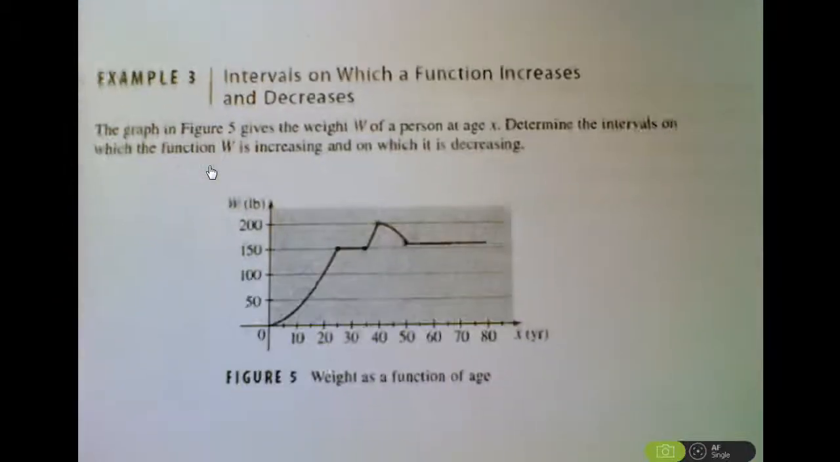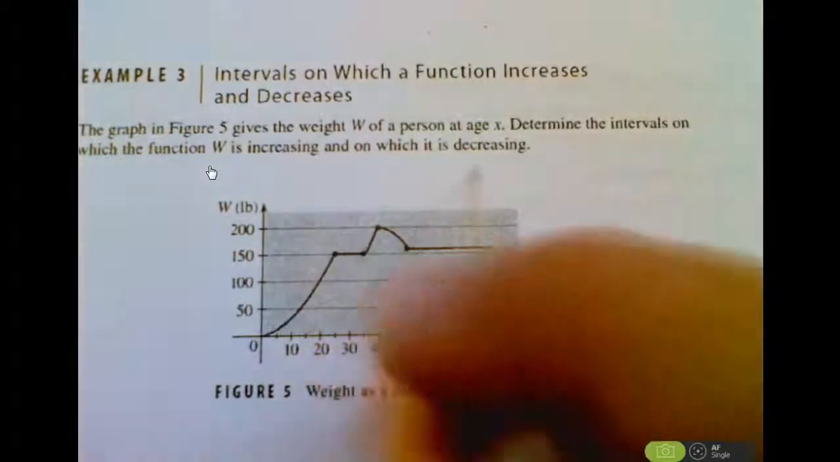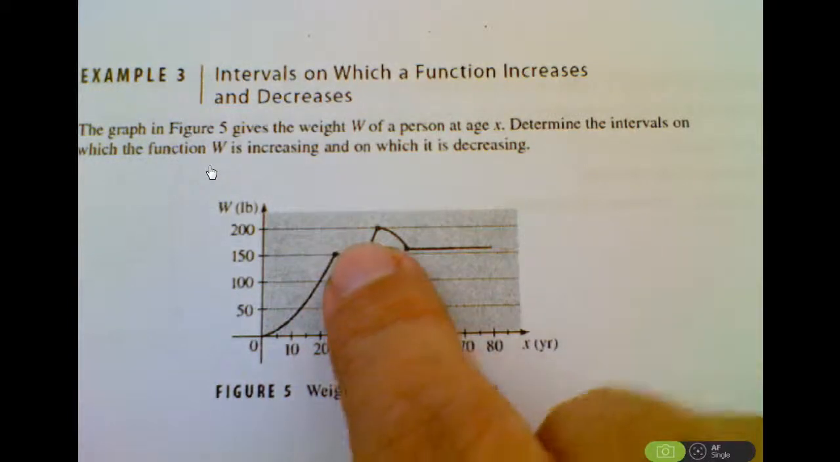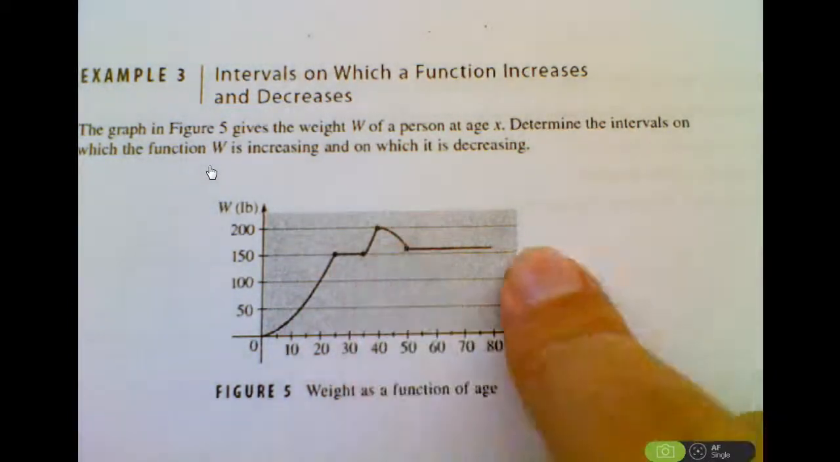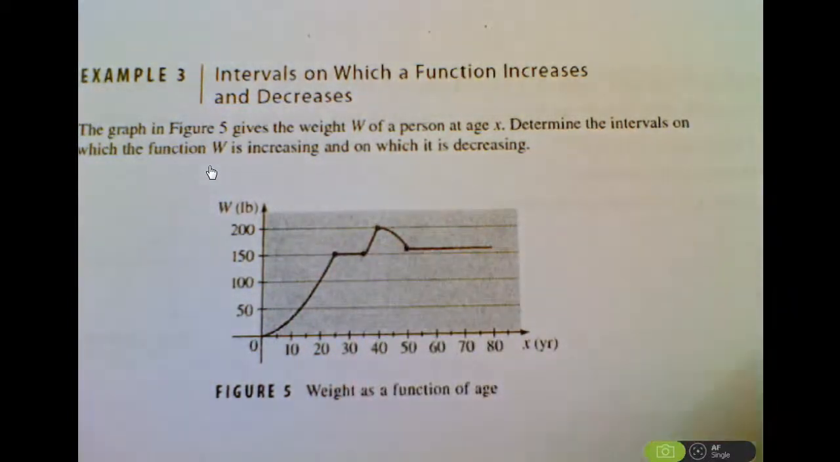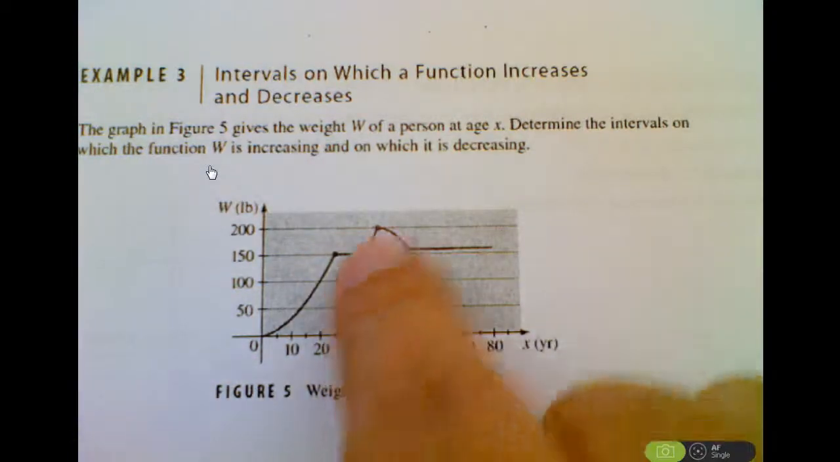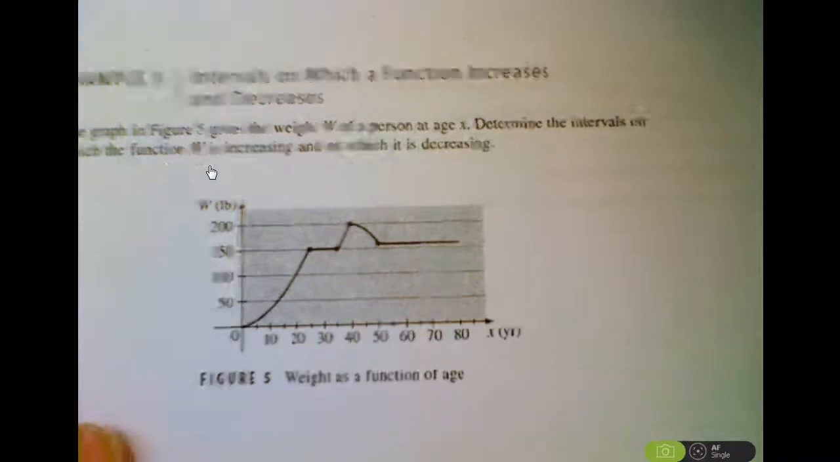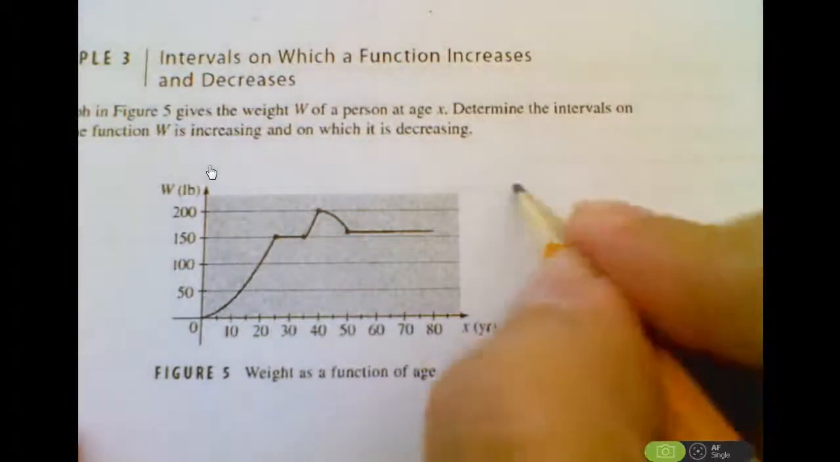Now in example 3, we can see how if I follow this graph, my picture goes up, goes straight ahead, goes up, goes down, goes straight ahead. So there are 3 different behaviors: going up, going straight or staying steady, going up, going down, and steady again. So it says determine the intervals in which the function is increasing and decreasing.